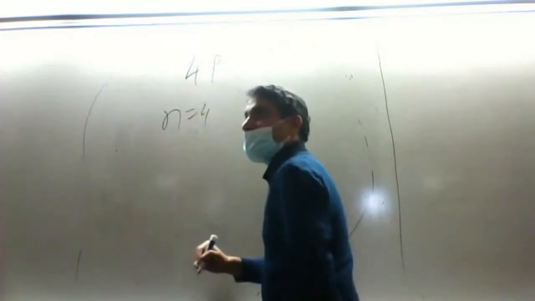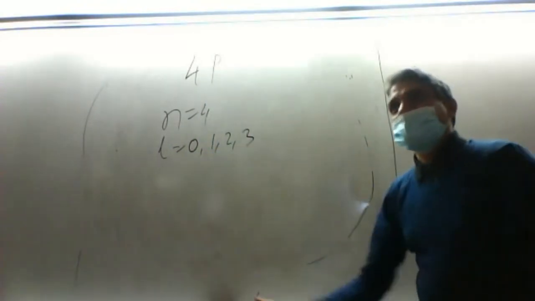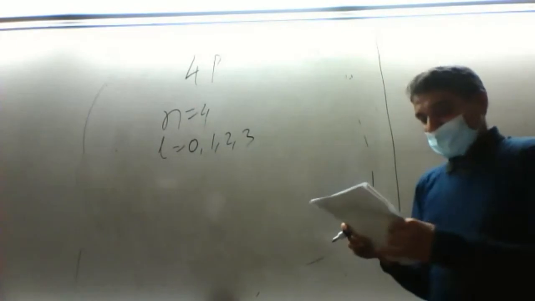Now, n is equal to 4. This is the 4, right? Now write the L. When you have a 4 here, you need only 4 values here. So you start from 0: 0, 1, 2, 3. You cannot go up to 4. That's how they get the numbers there.